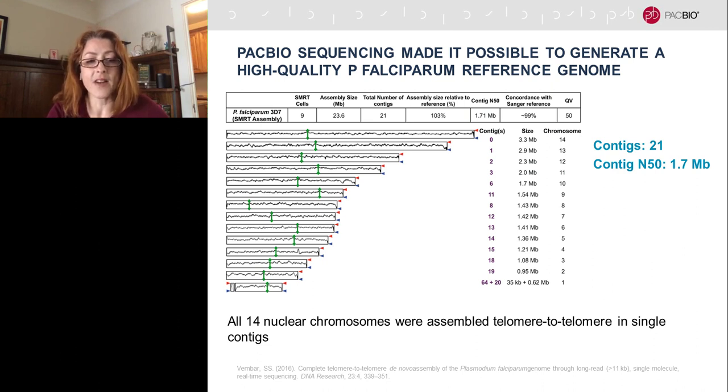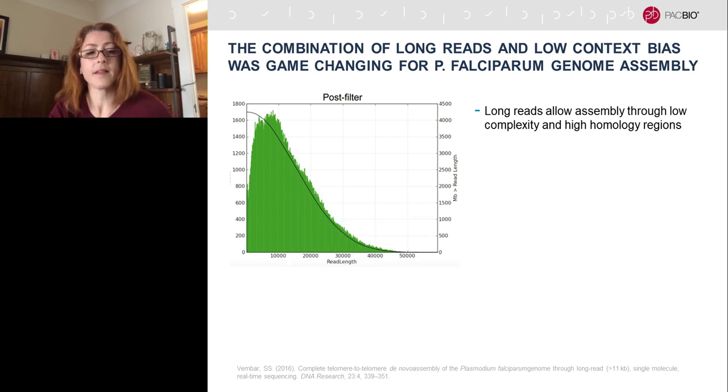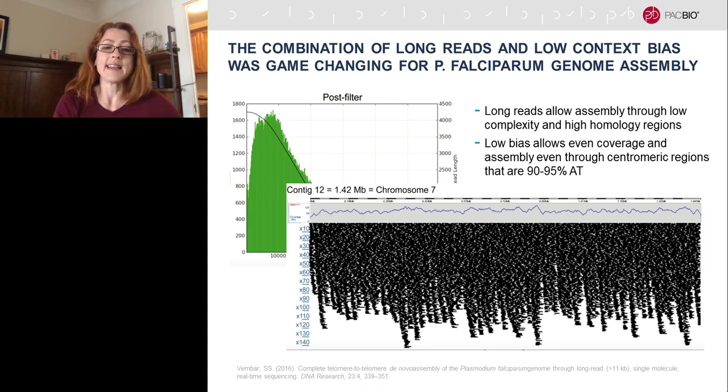And that's significant. One of the reasons that PacBio was able to do this was because of those unique qualities that I discussed before, namely the combination of very long read length with low context bias was really game-changing. As you can see here, the read lengths for this genome assembly were very long, and that allowed us to span through these highly repetitive regions. And in addition to that, the low bias allowed even coverage even across the centromeric regions.